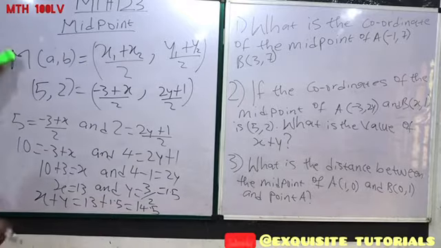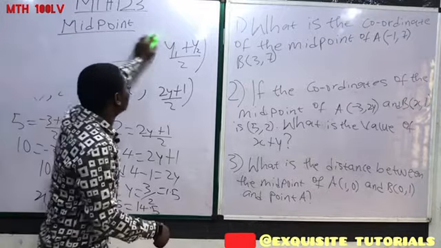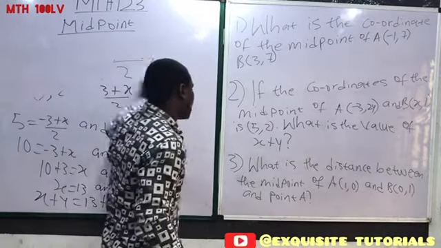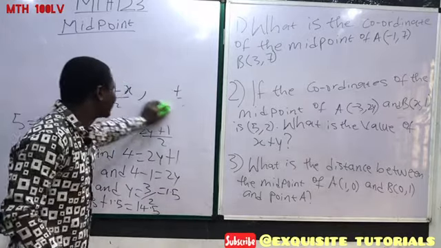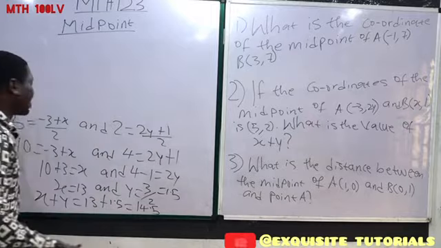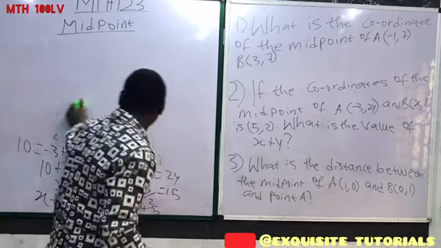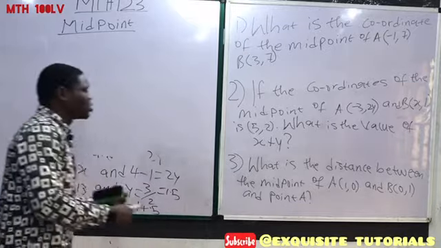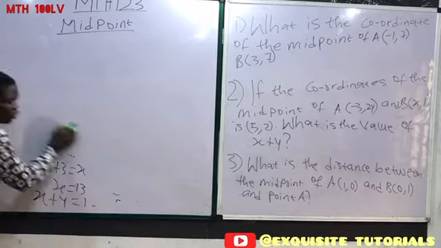Question 3 says, what is the distance between the midpoint of A (1, 0) and B (0, 1) and point A? Now this question is quite easy. It all depends on the approach you want to follow.